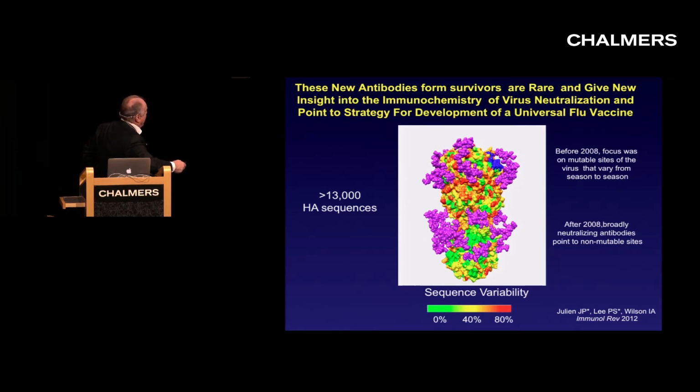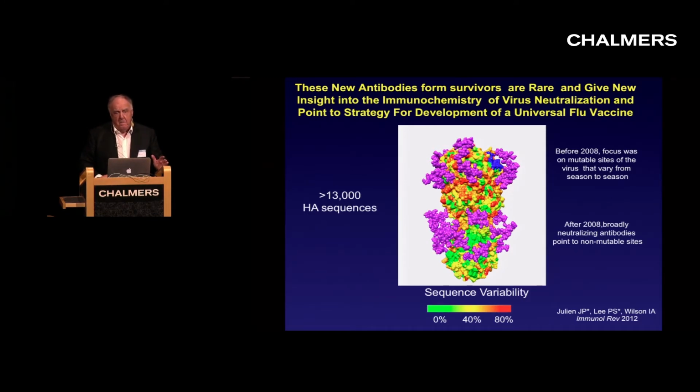And so the idea was, well, so what? You get a needle stick every year. What's the big deal? I know that the virus is going to change all over here, but I just make a new strain next year, right? After 2008, and to this day, the vaccine, and particularly the universal vaccine game, is being played down here. Because these broadly neutralizing antibodies point to these non-mutable sites. So this is the current strategy to make a universal vaccine.